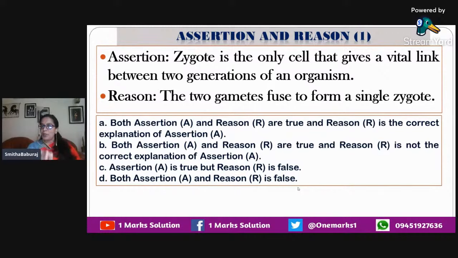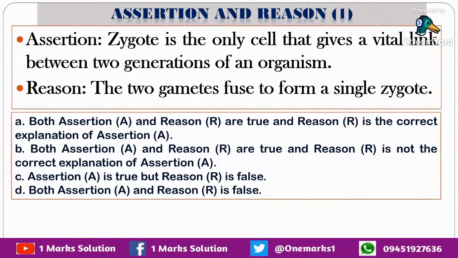So henceforth, I will not be saying these conditions, we will be seeing only the statements. So the first question: zygote is the only cell that gives a vital link between the two generations of an organism. So the assertion is correct. It's true. Why is it true? Because zygote is formed by the fusion of two haploid gametes. And the reason says the two gametes fuse to form a single zygote. So that statement is also true.